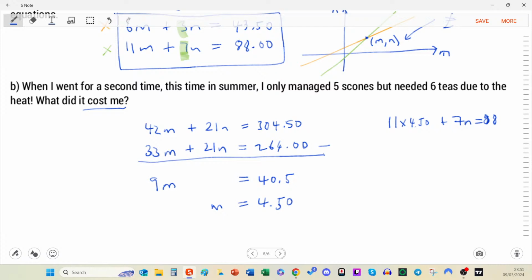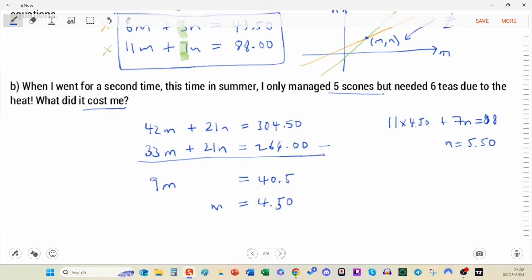And to skip a few steps, I'm going to do 11 times 4.50, which is 49.5. I'm going to do 88, take away that answer, and then divide it by 7. So I get my value of a tea at 5.50. So what do you think? Is a tea worth 5.50? Je ne sais pas. It's a thing is what you're willing to pay for it, right?